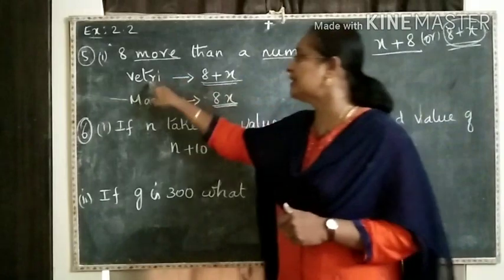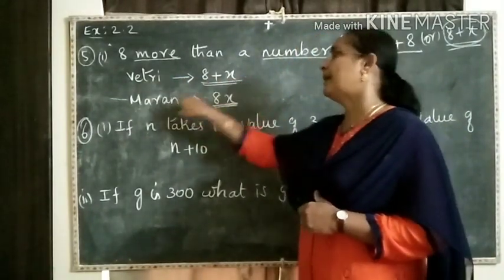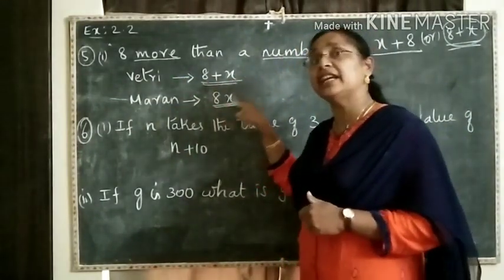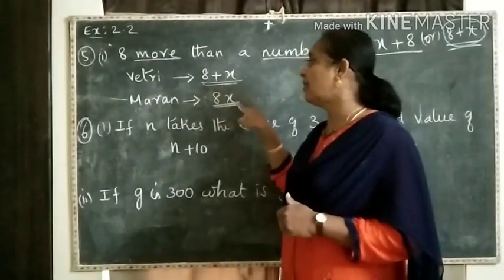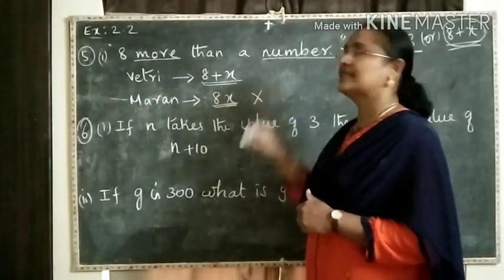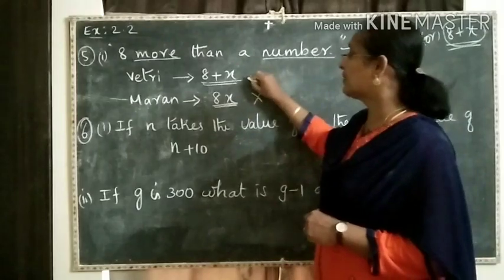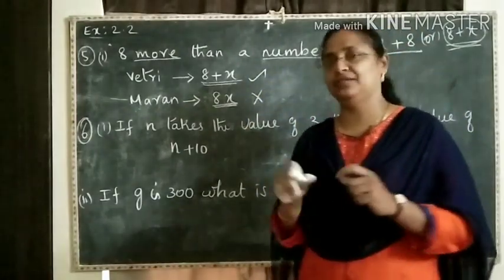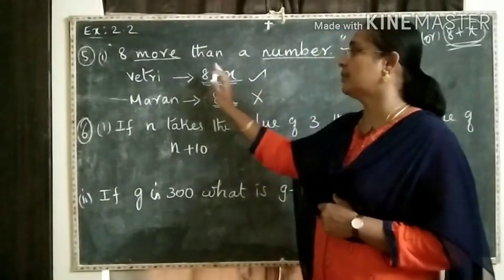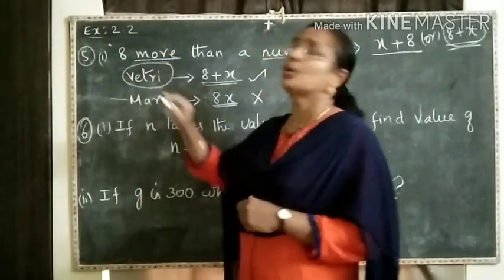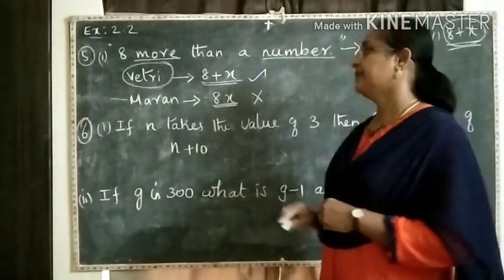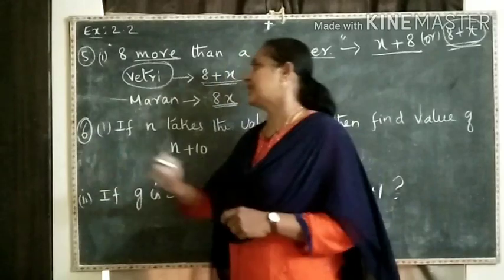Now let's check. Vetri has written 8 plus x, but Maran has written the answer as 8 into x, 8 times x. So Maran's answer is wrong. Whose answer is right? Vetri's answer is right. So the answer for this question is, Vetri's answer is right.